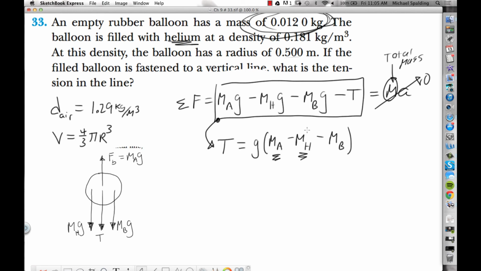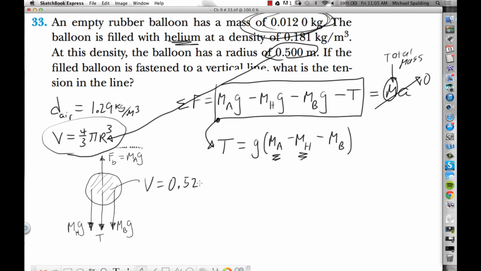If you haven't heard me say this, hear it now. Fluids are tedious. So how are we going to get the mass of the air and the mass of the helium? Well, you've got to find the volume of the balloon. What's the volume of a sphere? 4/3 pi r cubed. So you take this radius and plug it in. The volume of the sphere comes out as 0.523599 cubic meters.